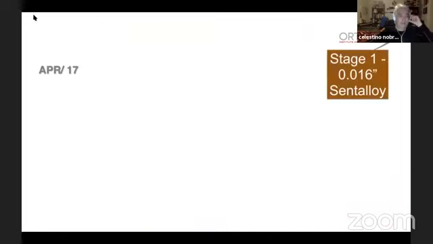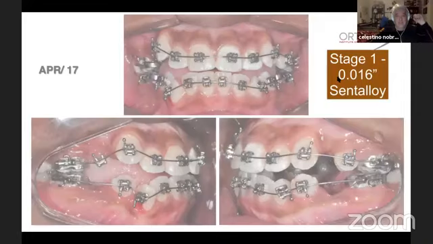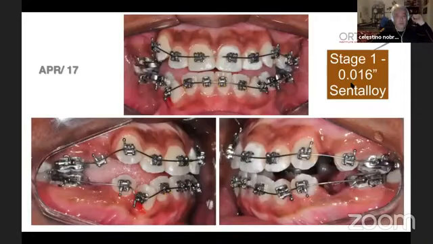So this is April 17. We started with a 16 Centalloy. It's a very flexible arch wire and has an excellent arch form memory. So this is 16 Centalloy, okay? You can notice here that we extracted upper first premolars and lower second premolars. Take a look at the space we gained here by extracting second premolars and first premolars in the upper. I want you please to pay attention to this space here, here, here, and there. So this is the first arch wire, 16 Centalloy. Very gentle, soft, and smooth, and it's a very good wire.